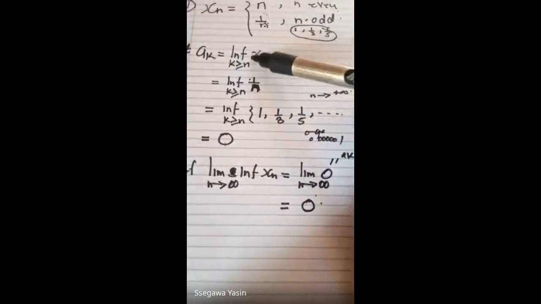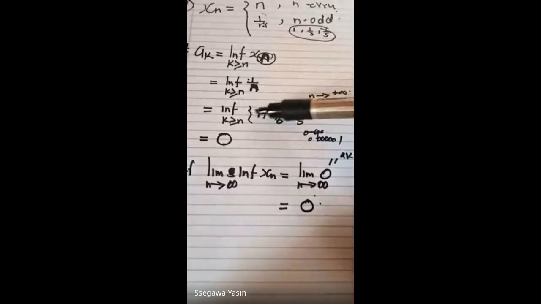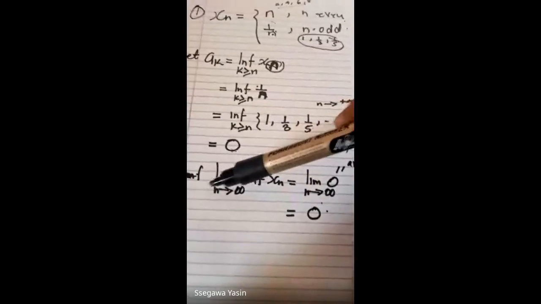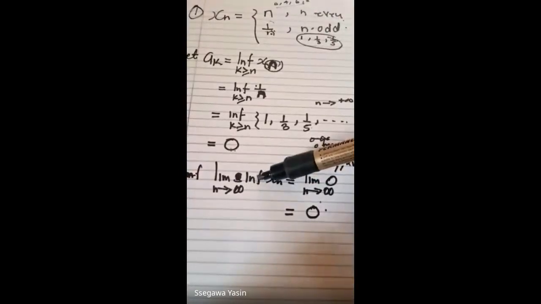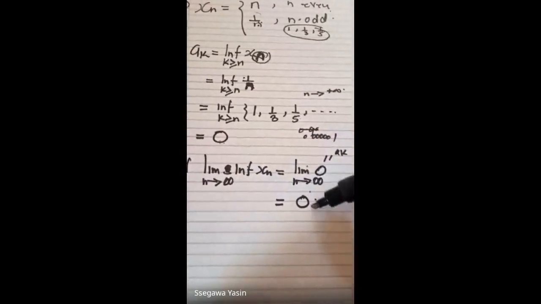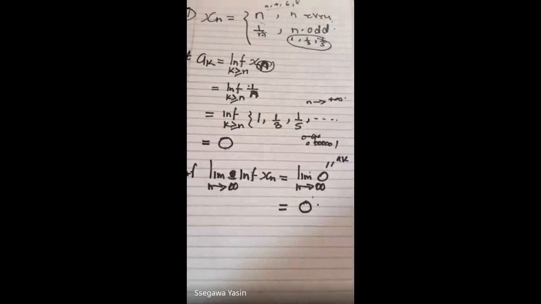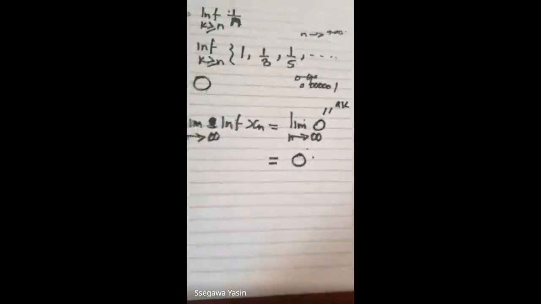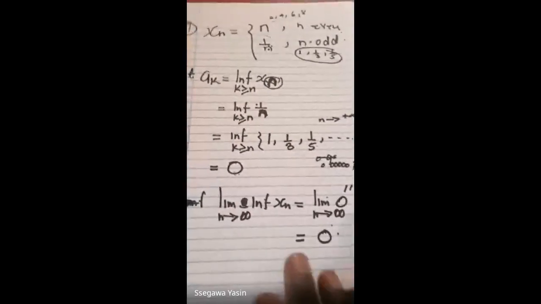So what are we doing? We have taken this one to be our ak. We have seen what ak will bring, we have brought a 0. Then we have taken its limit as n goes to infinity, and we end up with a 0. That is the limit inferior. Then, the limit superior.